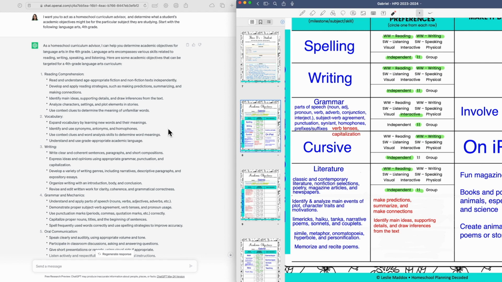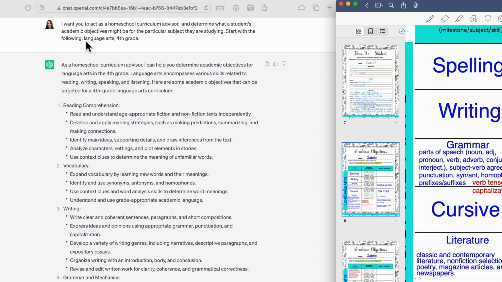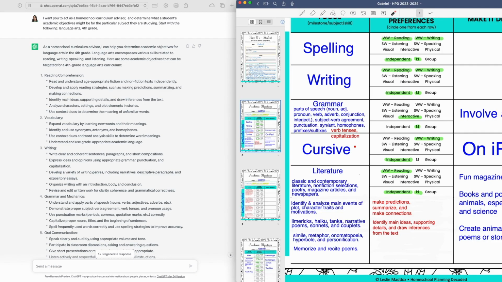So what I would do in that situation, and this is what I'm going to do next with my sixth grader, is here, you see up here in the prompt, I have language arts. Start with the following: language arts, fourth grade. Instead of the broad subject of language arts, I would replace language arts with grammar or literature or spelling or writing, whichever focus you're defining objectives for. So I'm going to try that with my sixth grader and share it with you.